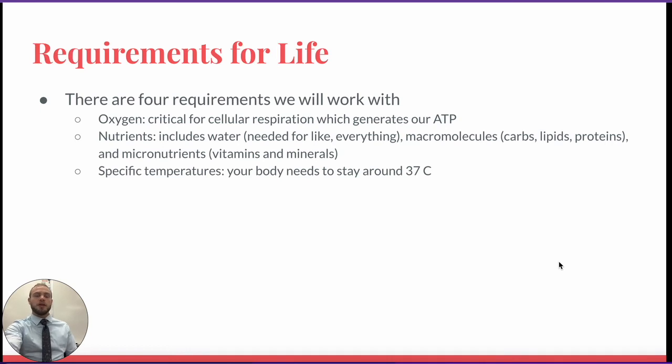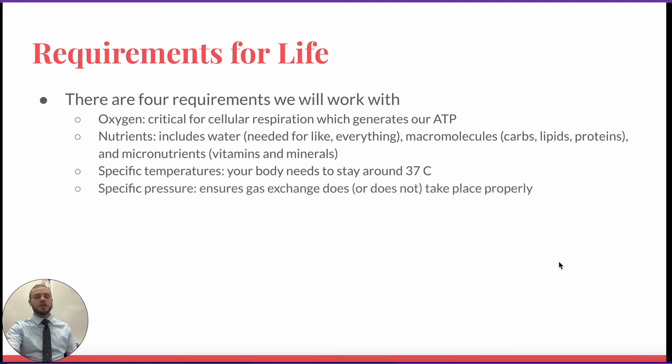So in the body, you need to be around 37 degrees Celsius as an internal temperature. You can't get too much colder or too much warmer, otherwise things don't work. Especially if you get too warm, the proteins in your body start to unravel, and so you pretty much quite literally start melting if your body gets too hot.